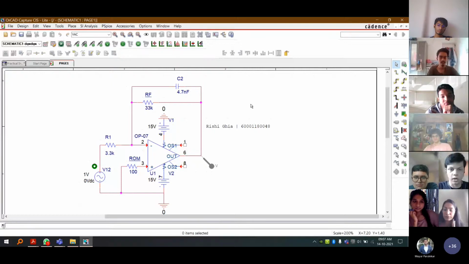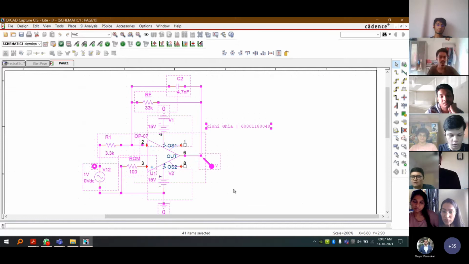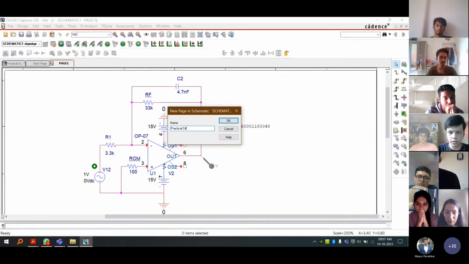Okay, so now here we have our integrator and we want to make this a differentiator. So we're going to do what I told you guys about yesterday, right at the end of the lecture. I'm going to press Control A and Control C. I'm going to copy my entire circuit. I'm going to create a new document using this button up here, or you can use Control N, whatever's convenient. There we go. And I'm going to name it Practical Differentiator.